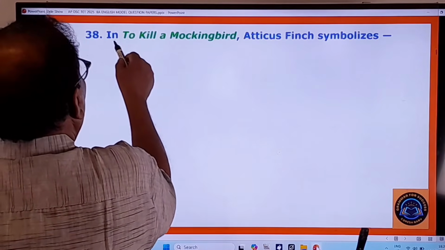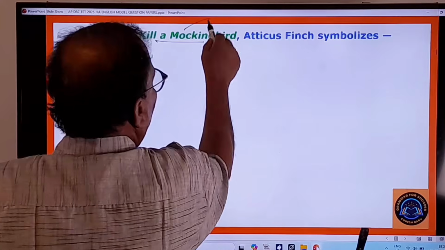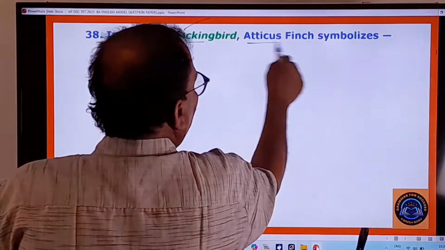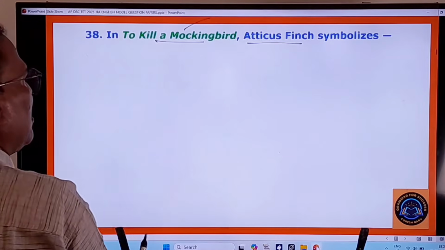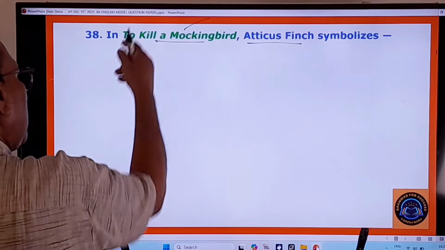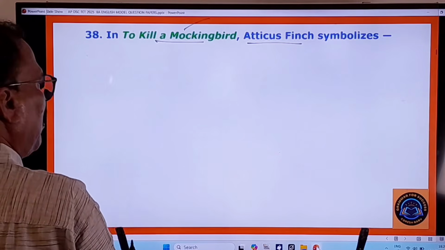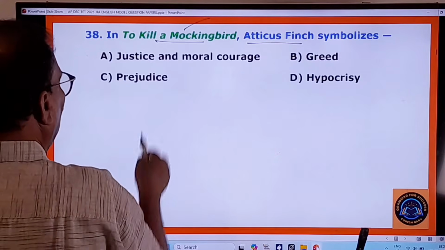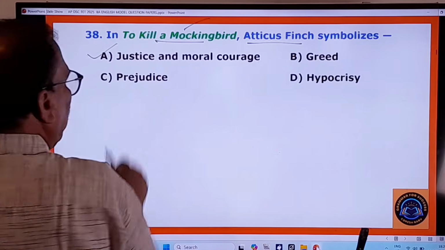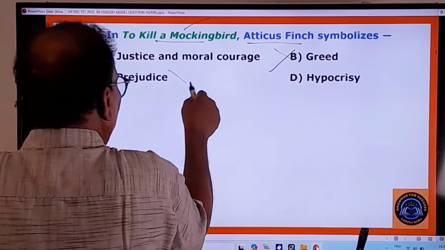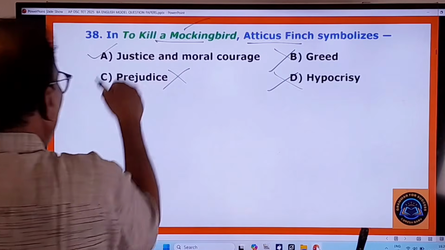38th question. To Kill a Mockingbird is a beautiful novel again. Atticus Finch, the leading character in this novel, symbolizes what? Justice and moral courage. The very first one is the right one. Not greed, not prejudice, not hypocrisy. So A is the right one.